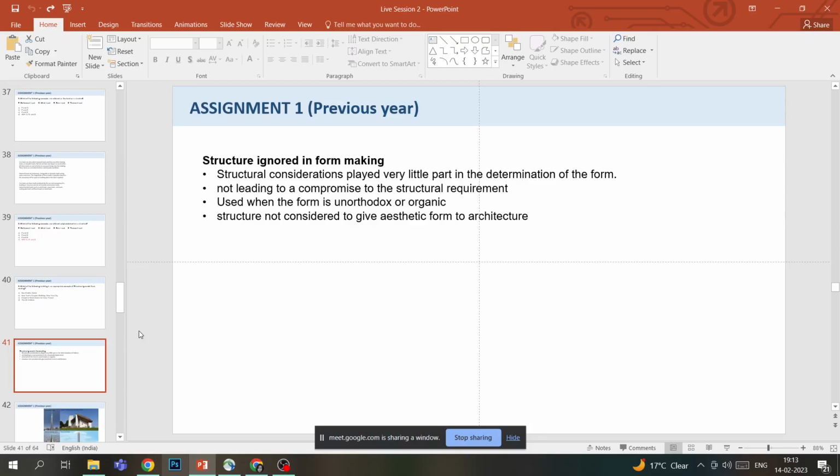So structure was not considered to give aesthetic form to architecture. Structure was given just to take the loads. The entire form of the architecture, the aesthetics, comes from the architectural form. It does not come from the structural form at all.